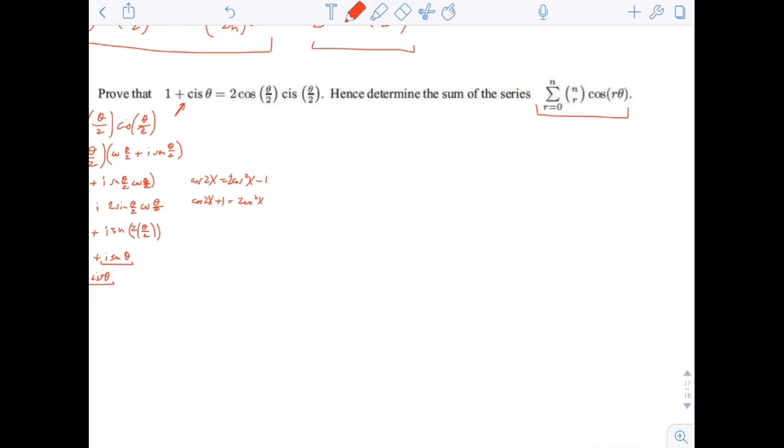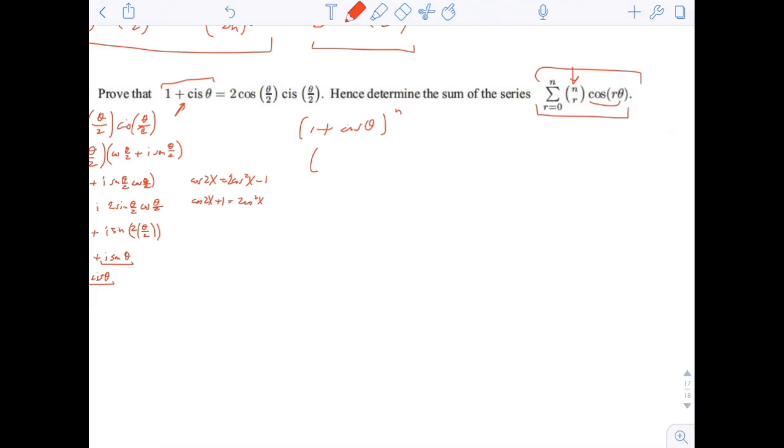When we look at this expression here, doesn't it look like binomial expansion? So it's got the Pascal's triangle coefficients here, and then it's got something there. And couldn't we imagine that if we take the nth exponent of 1 plus cis theta, we could get something like this? So let's try that. 1 plus cis theta to the nth power. What do we get?